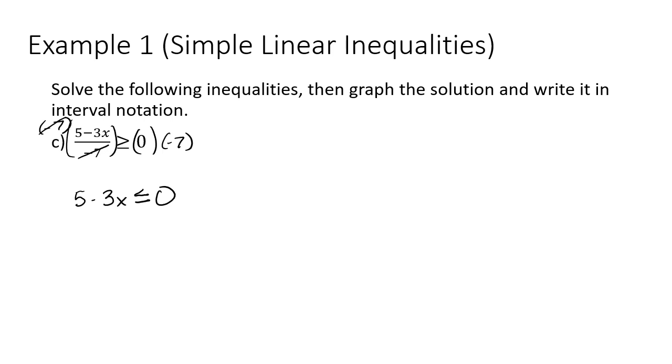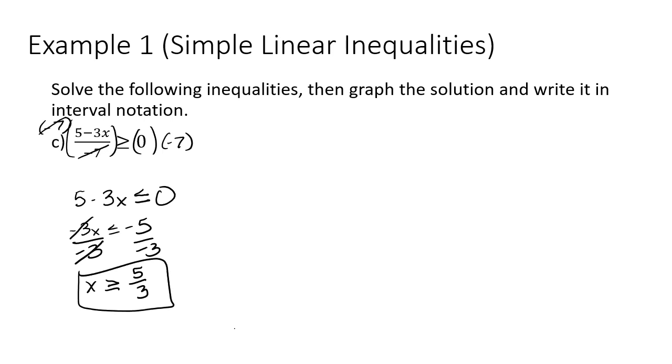Now I need to solve for x, so if I subtract 5 from both sides, we would get -3x is less than or equal to -5. And then if I divide by the coefficient of -3, the sign in the middle flips a second time to go back to being greater than or equal to, and -5 divided by -3 would be a positive 5/3. So we get x is greater than or equal to 5/3.